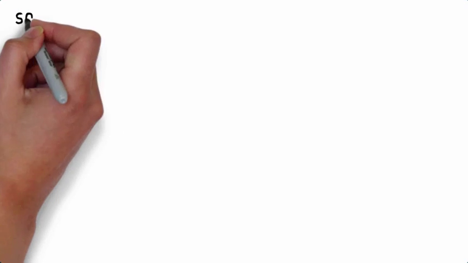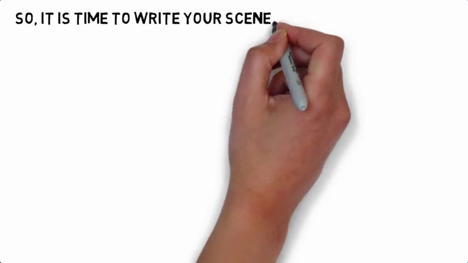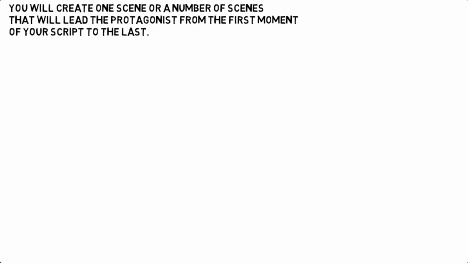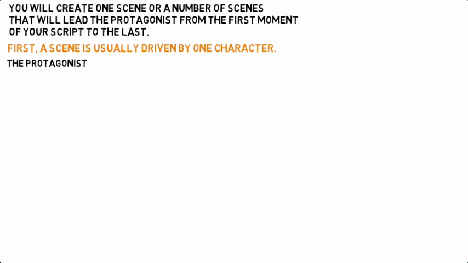All right, so it is time to write your scene. What do you do? Well, you will create one scene or a number of scenes that will lead the protagonist from the first moment of your script to the last. First, a scene is usually driven by one character. Normally it's the protagonist, but it could also be an antagonist and in some cases a supporting character.